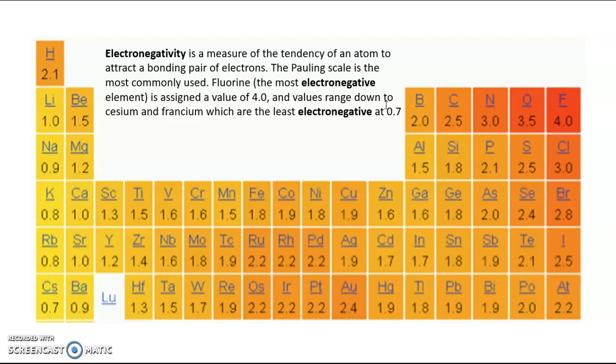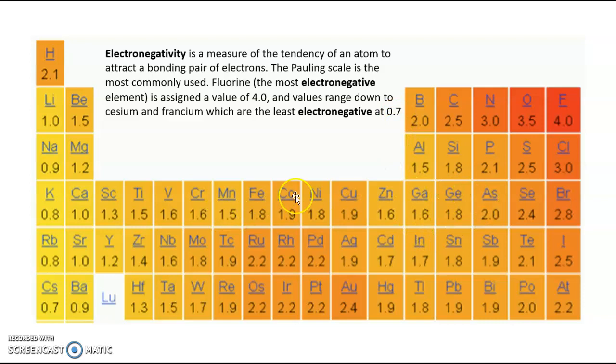Let's begin by explaining what electronegativity is. Electronegativity is a measure of the tendency of an atom to attract a bonding pair of electrons. The Pauling scale is the most commonly used. In this scale, fluorine is the most electronegative element and is assigned a value of 4.0. Values range down to cesium and francium, which are the least electronegative at 0.7.